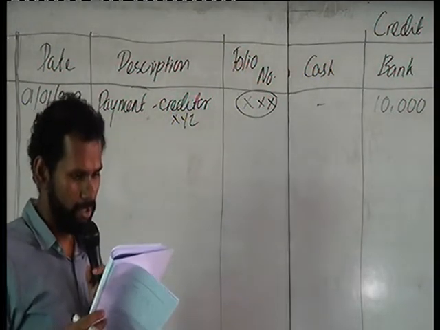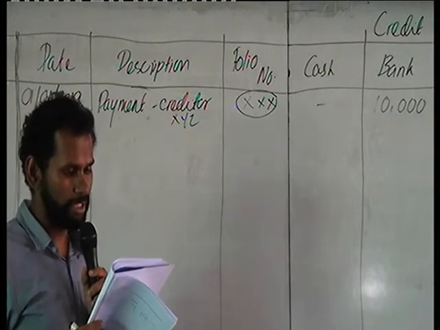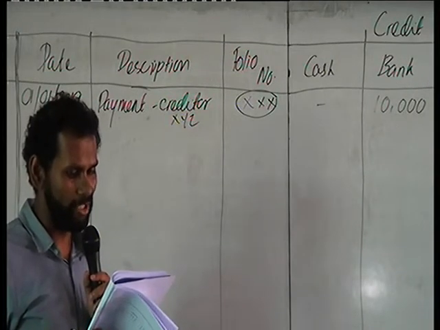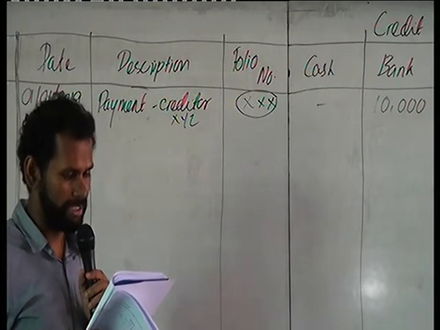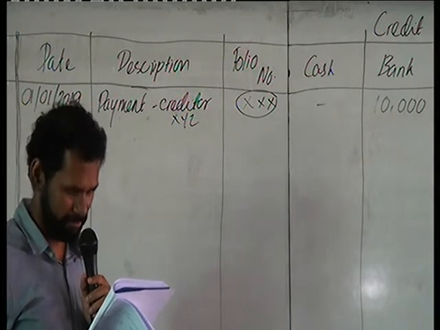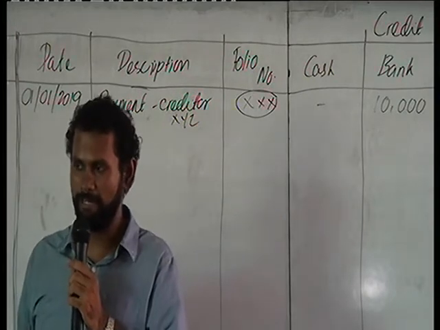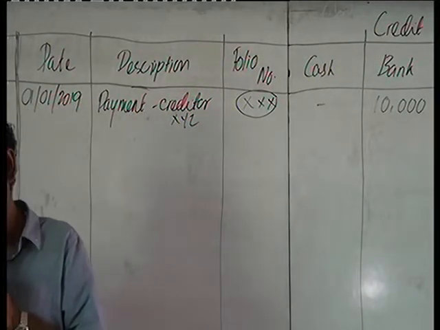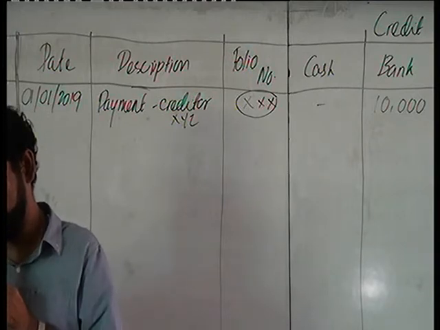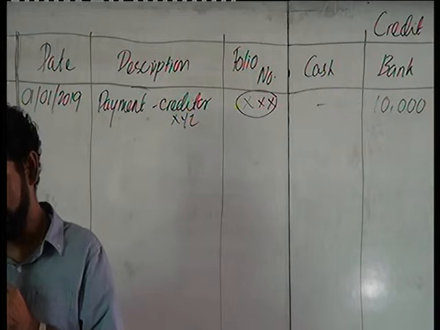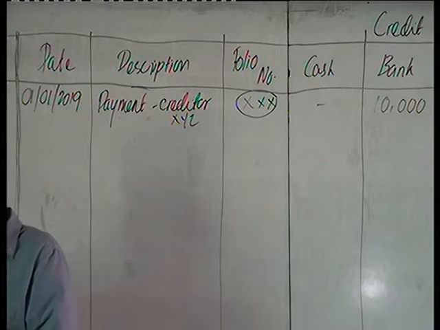Second one, on 2nd January 2019, 12,000 received from Mr. Y, a debtor of the business. What will happen? Now, have we received a check or cash? We don't know.